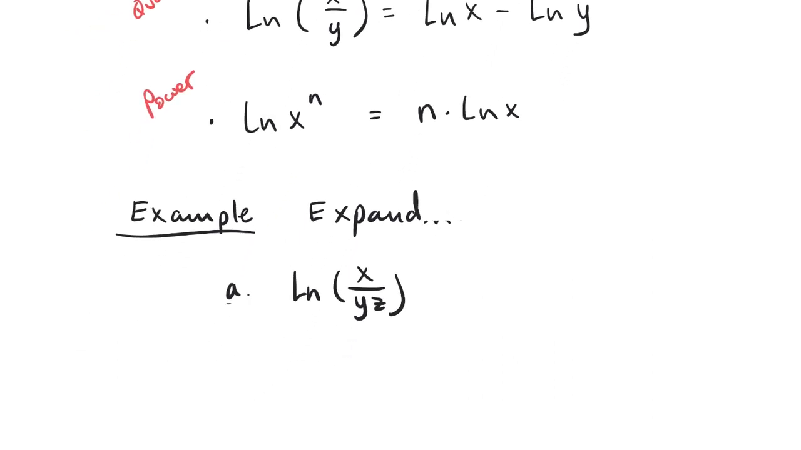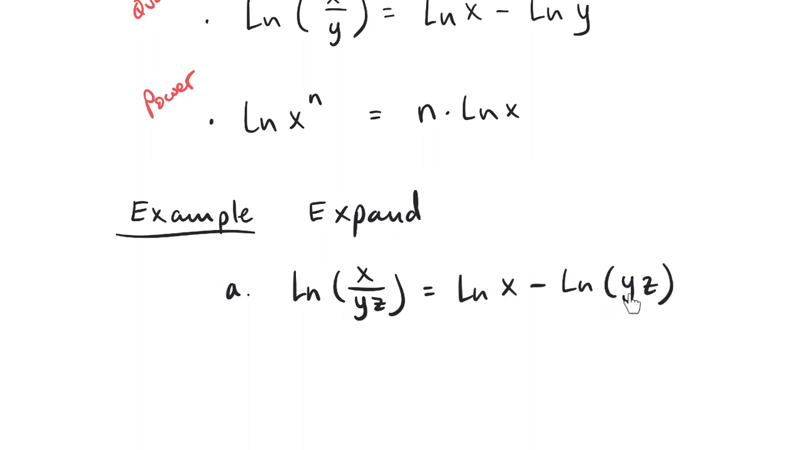Okay, part A: expand this logarithmic expression into several logarithms. You can see that we have a quotient inside of a logarithm, so we're going to make use of the quotient property. We're going to separate this expression into two logarithmic expressions with a minus sign in between. So we're going to have natural log of x minus natural log of the denominator, y times z.